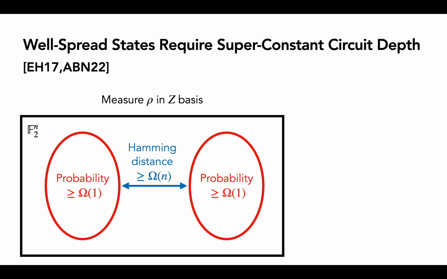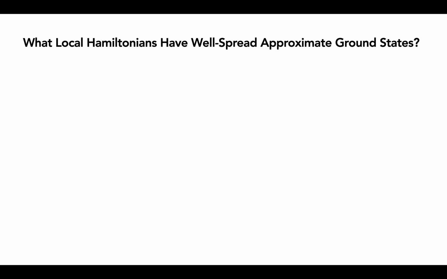If this is the case for our state rho, if it has these two far apart sets, each with a constant probability of our Z basis measurement landing inside the set, we say that rho is well spread. And it turns out that if rho is well spread in this sense, we're guaranteed that every circuit constructing rho has at least order log n depth. So there's no constant depth circuit constructing rho. So this is great. Now to show NLTS, all we need to do is find a family of local Hamiltonians such that all the low energy states are well spread.